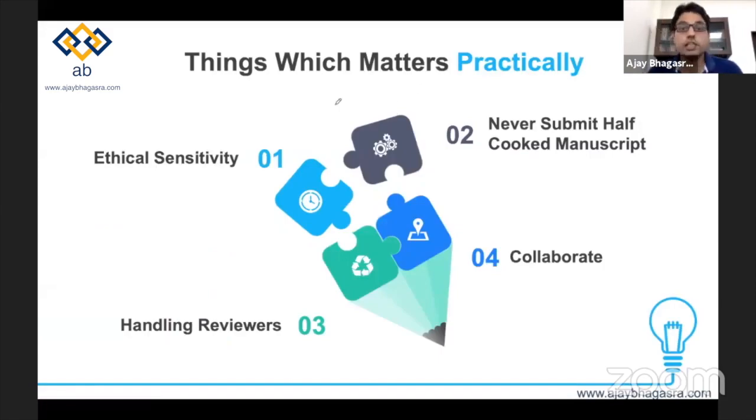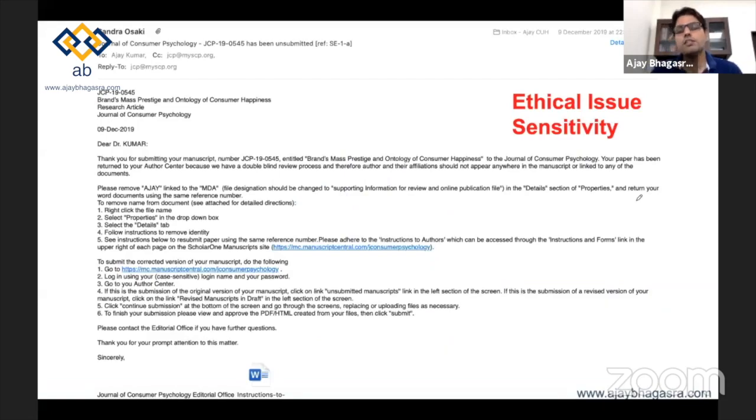Then things which matter practically: first is ethical sensitivity, never submit after manuscript, handling reviewers and collaborate quickly. This is a very, very important mail that I received from the office of Journal of Consumer Psychology, which is an FP journal. We had submitted a manuscript there. It would take time, otherwise I would love to explain this to you. What they have written is, can you imagine this?